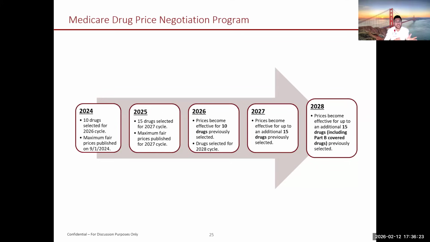Last year, they selected 15 drugs for 2027, and those prices were published at the end of last year. And then this year, the government will be choosing the drugs for the 2028 cycle. For the 2028 cycle, it will include some drugs that are covered under Part B. So if you take Medicare drugs that are covered by Medicare Part B, perhaps it will be on the list.